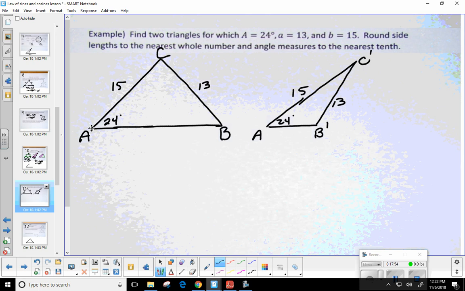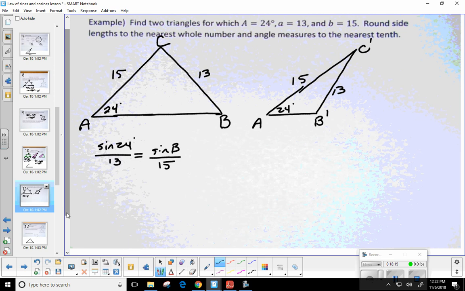Okay. What's the one angle if I find I have all the other ones? Yeah, so let's find B. What proportion is going to help me do that? So tell me what to write out. Sine of 24 over 13. Sine of B over 15. Okay. Will I be taking an inverse here? Yes. Okay. So I cross multiply. Would everybody be all right if I said sine of B equals 15 times sine of 24 degrees over 13.